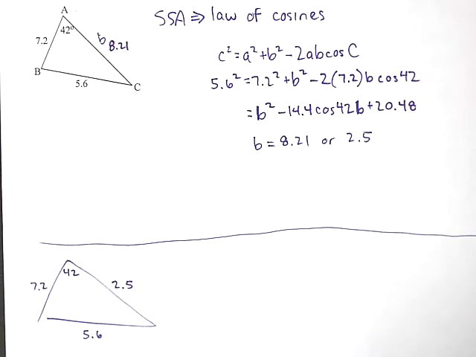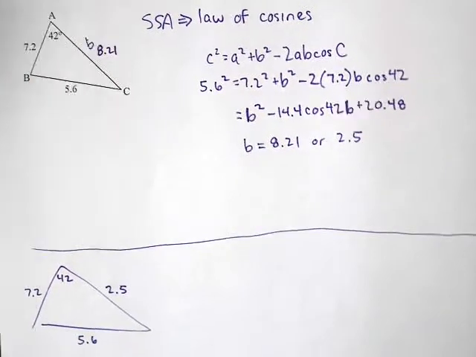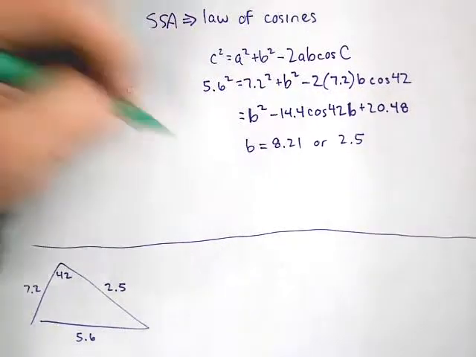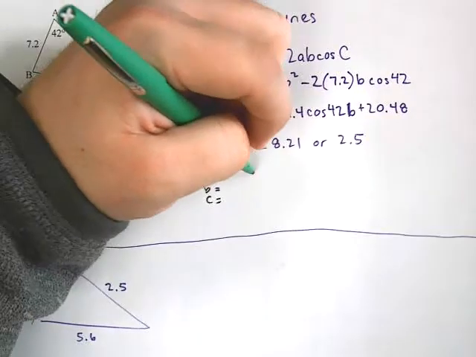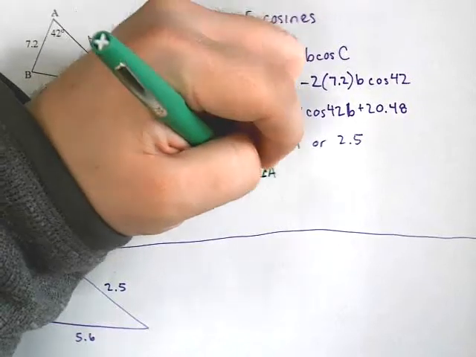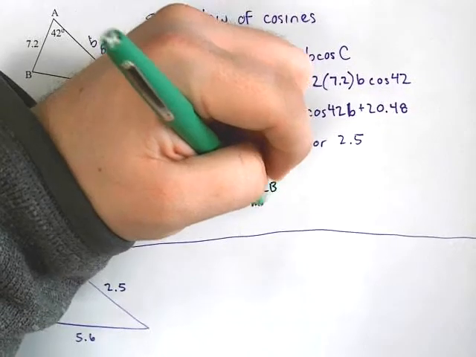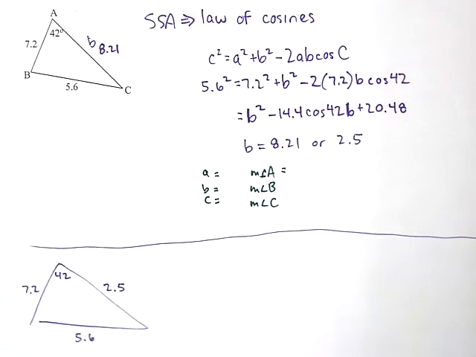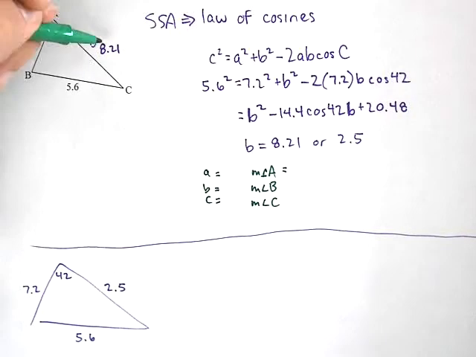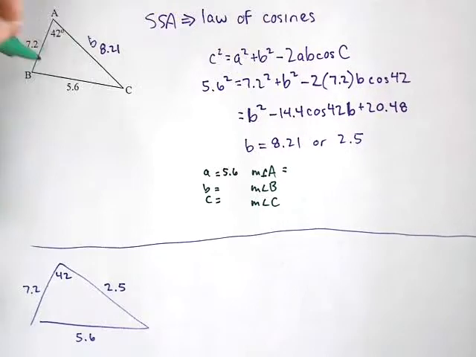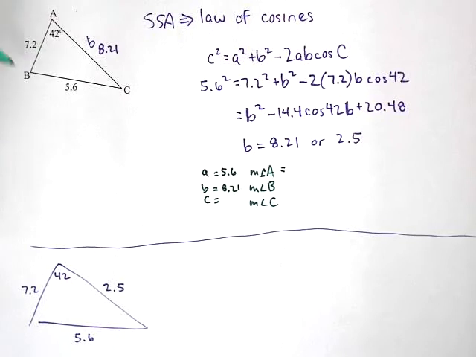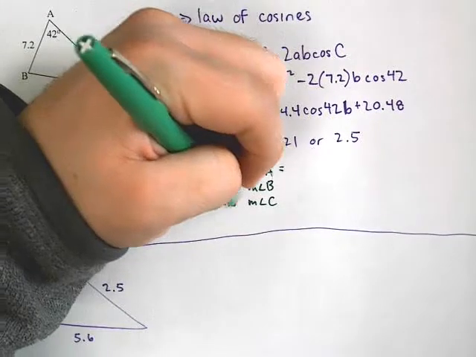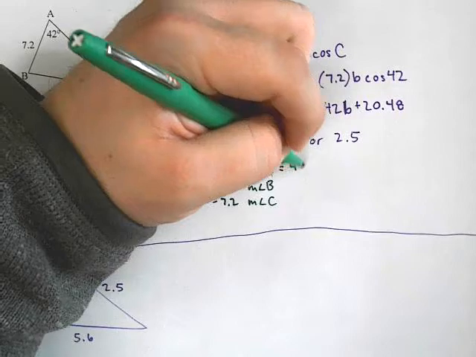Now, what's really nice, guys, is when we make our list of all the information, A, B, C, measure of A, measure of B, measure of C, we already have four things now. I know all the sides for this one: 5.6, 8.21, and across from C is 7.2, and angle A is 42 degrees.